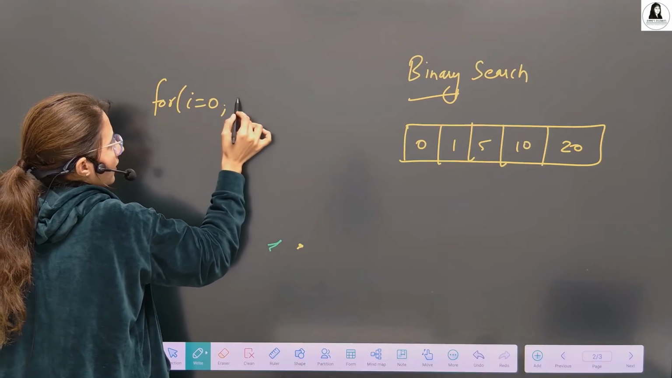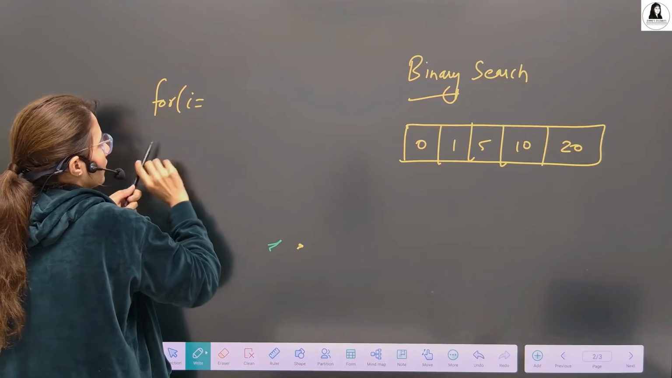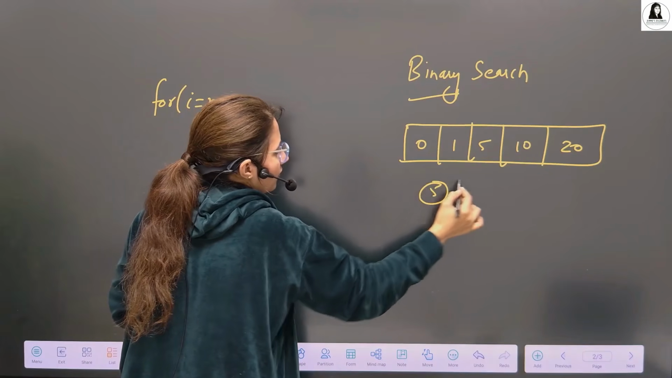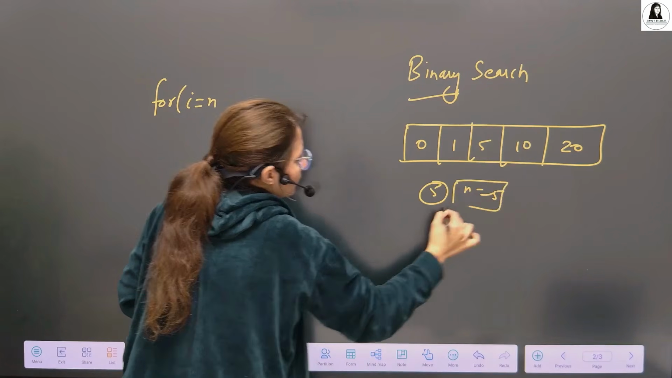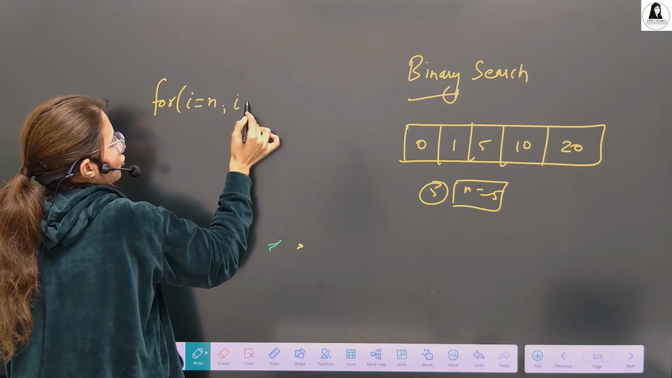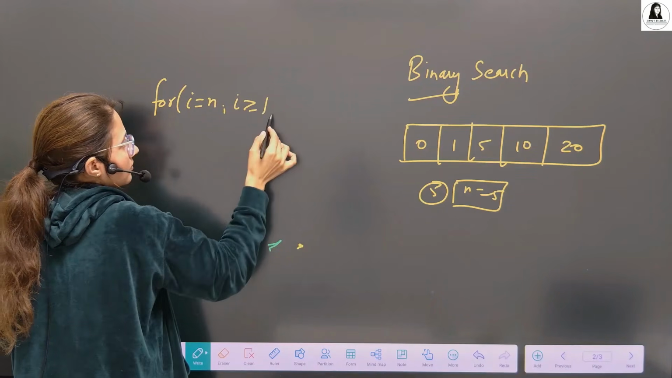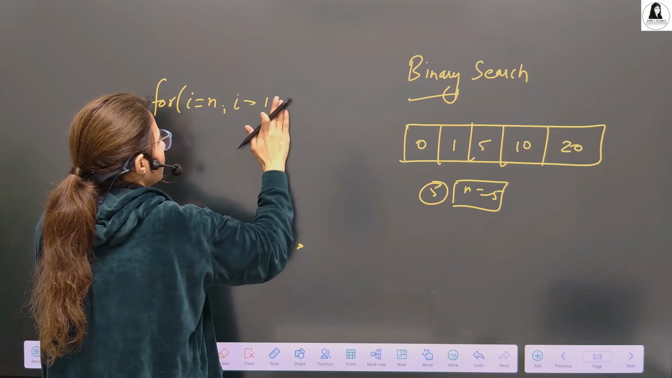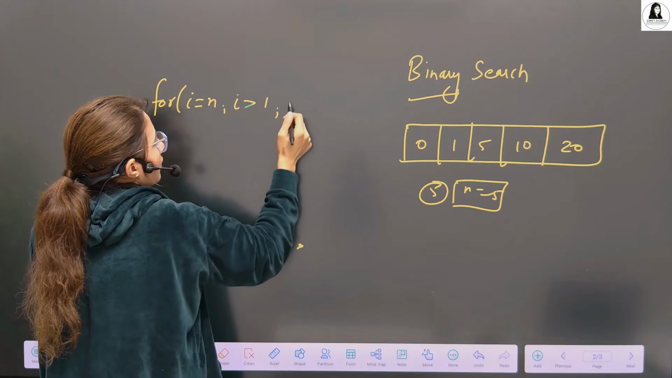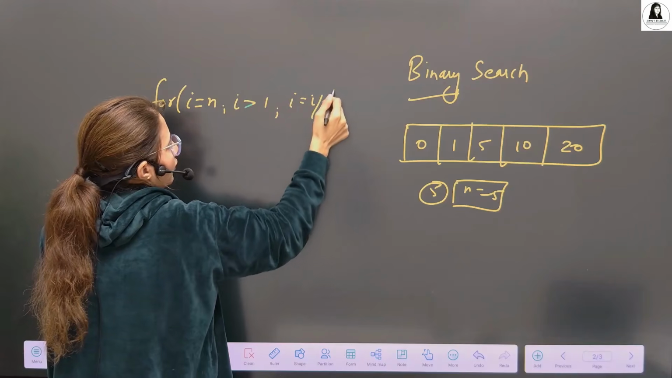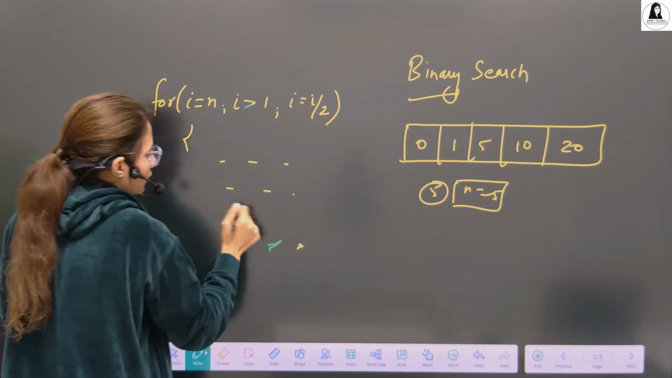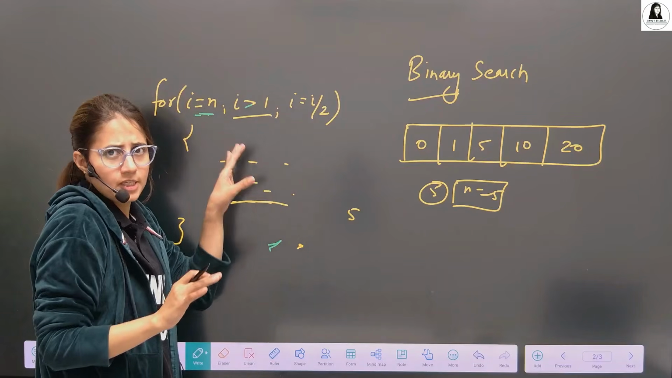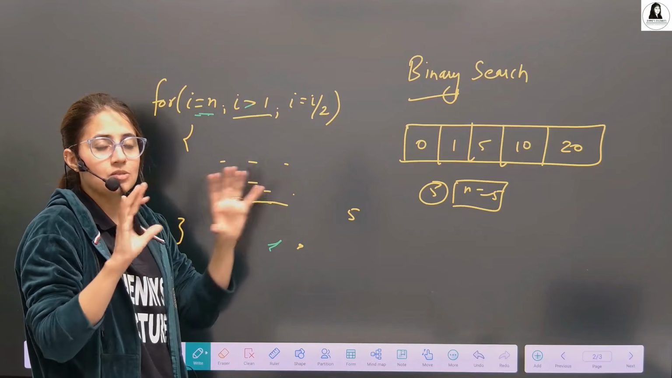So how will this go? I is n, whatever the n is here, 5. The number of elements is 5, so n is equal to 5. I is 5 and I should be greater than or equal to 1. So I would be I divided by 2, and whatever the searching code is, we'll write it here. Although it's not the exact code, I just want to tell you the essence of this thing.